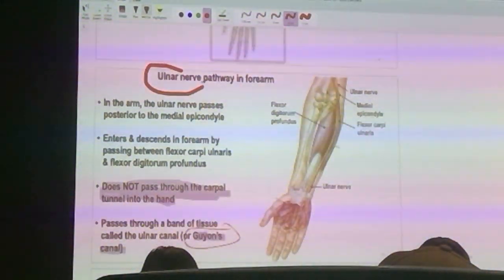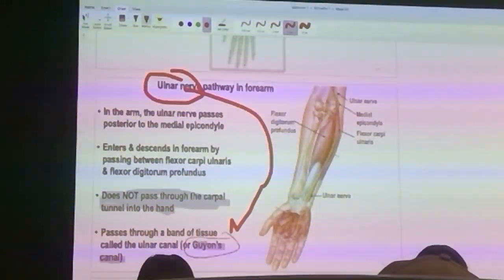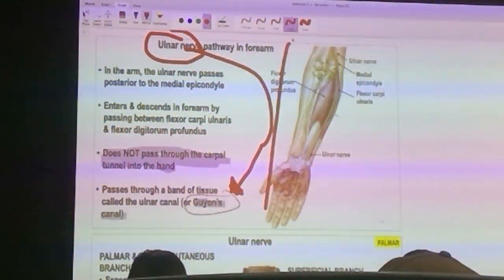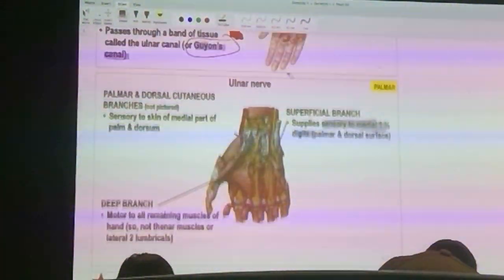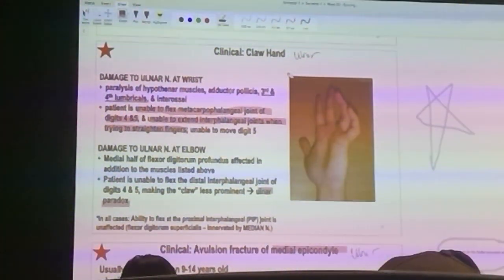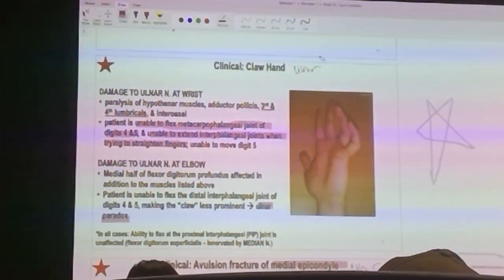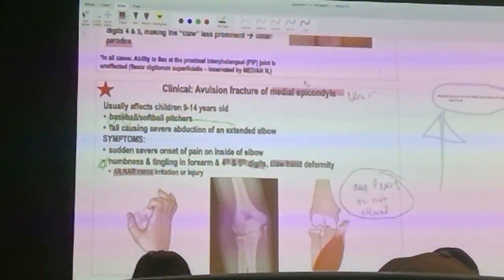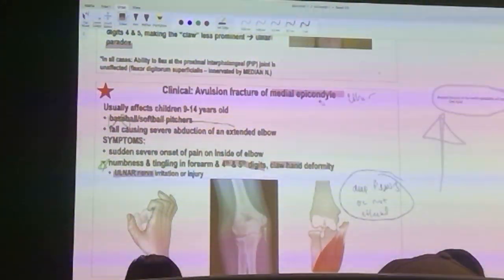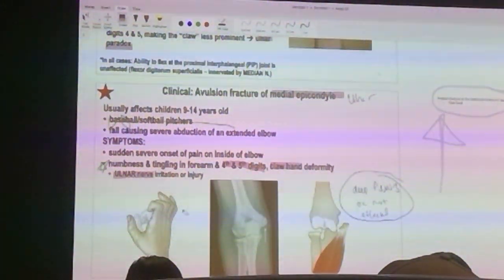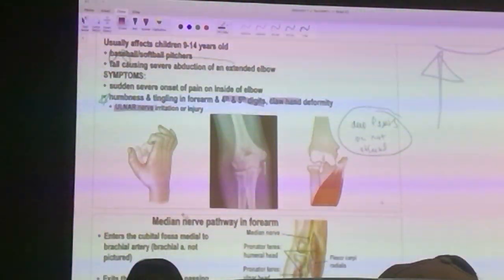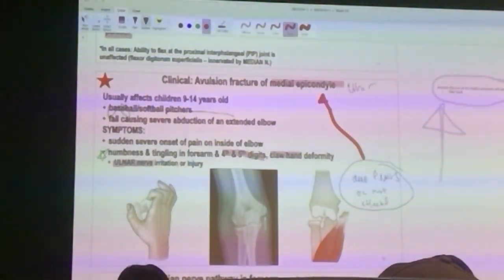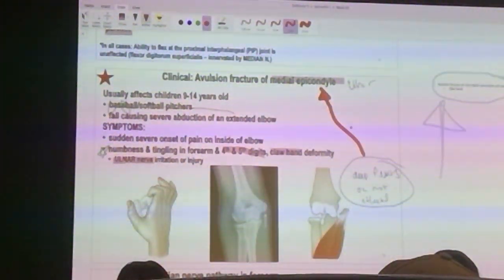Okay, just know that the ulnar nerve enters through Guyon's canal. Okay. Claw hand, ulnar nerve. Okay, medial epicondyle fracture damages your ulnar nerve. And don't forget, this is why the deep flexors are not affected with a medial epicondyle fracture. Right?